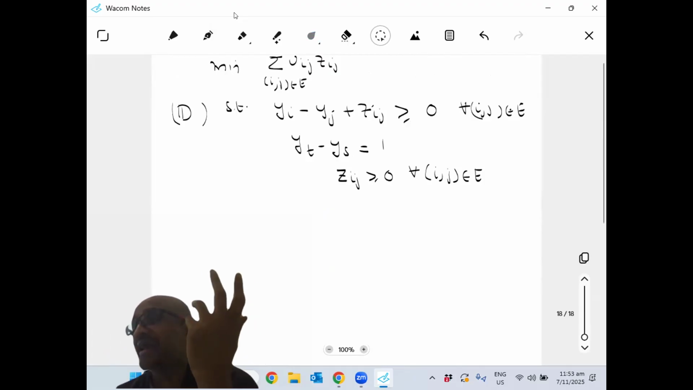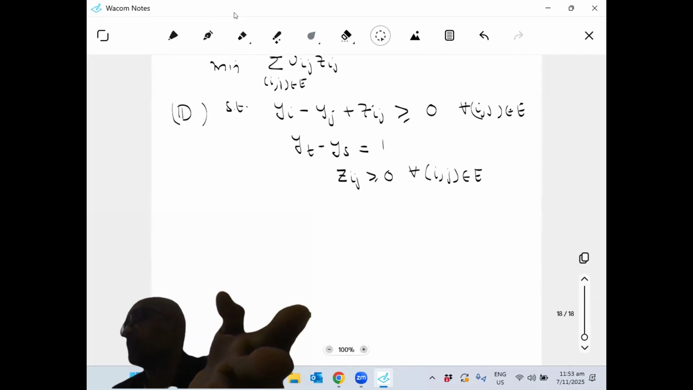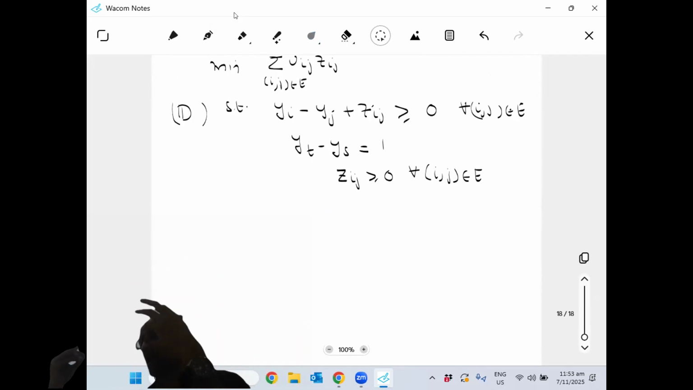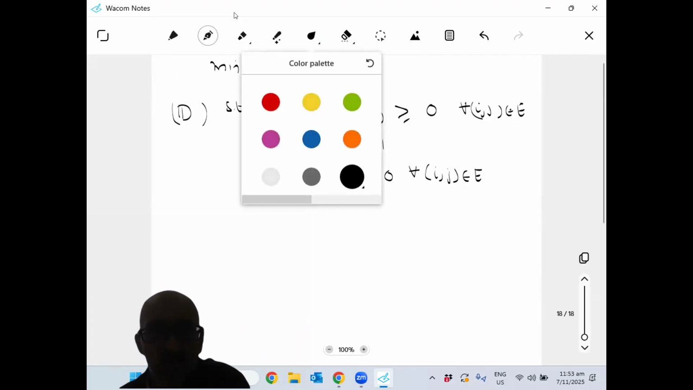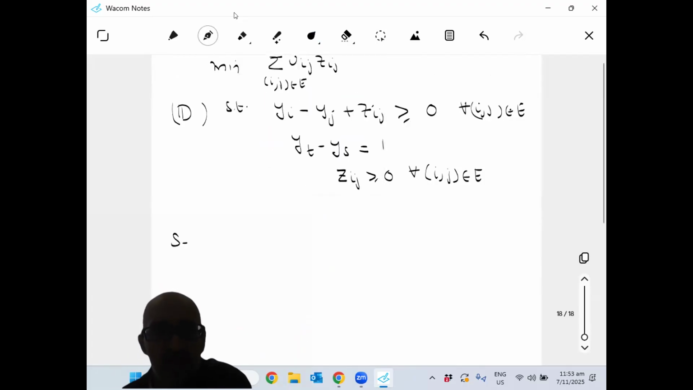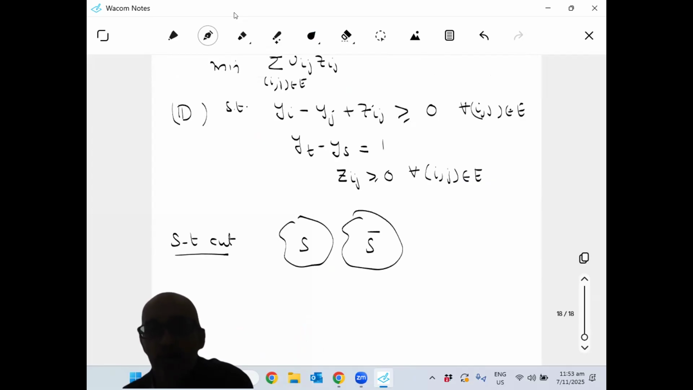I claim that every ST cut will give me a feasible solution for this problem. Of course, I have to define an ST cut. So what's an ST cut? There is a node set S, there's a node set S bar. Small s is here. Small t is here.